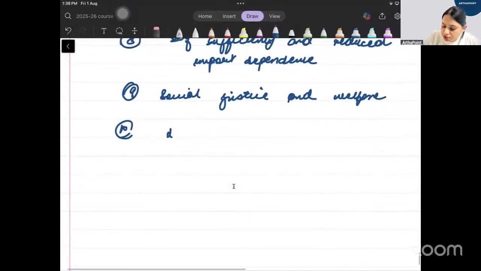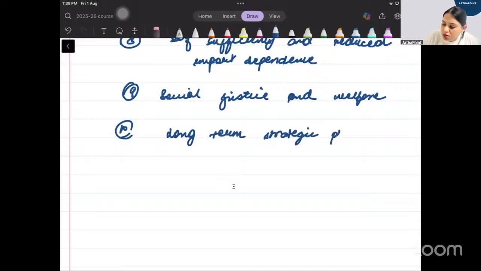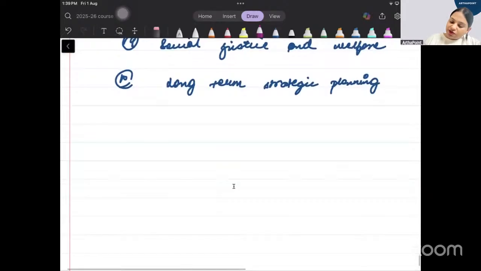Next, long-term strategic planning. So if you have something in mind which you want to achieve over a long term, like 5-year plans, it was a long period, right? Every 5 years you had something in mind. So those coherent development strategies which you want to achieve over a multi-year period can be easily done through directive planning, right? Okay.